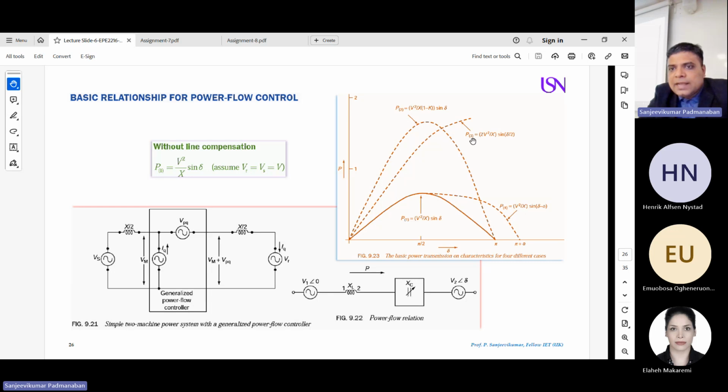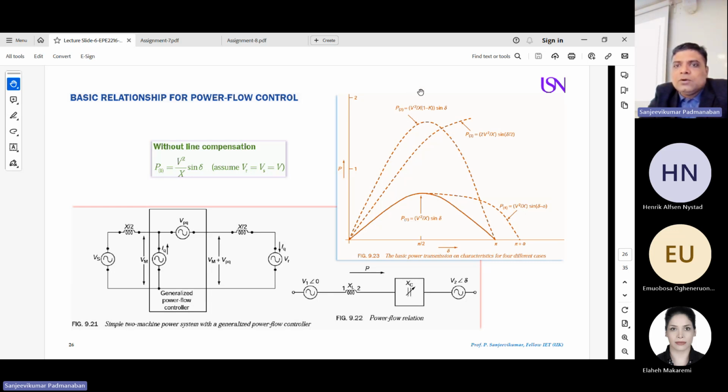You can have a look. This is a characteristic where we have 2V² by X into sine delta by 2, not sine delta, delta by 2. If you put 90, it becomes 45 degree. So whatever peak you get here, it will be shifted 50% more. And this is the characteristic for V² by X into (1 minus K) into sine delta.